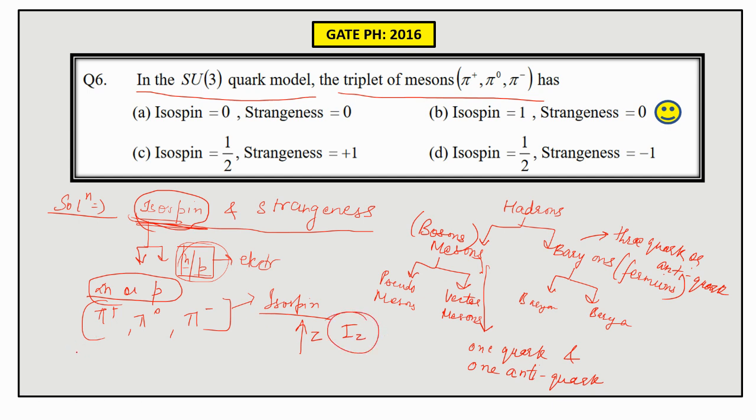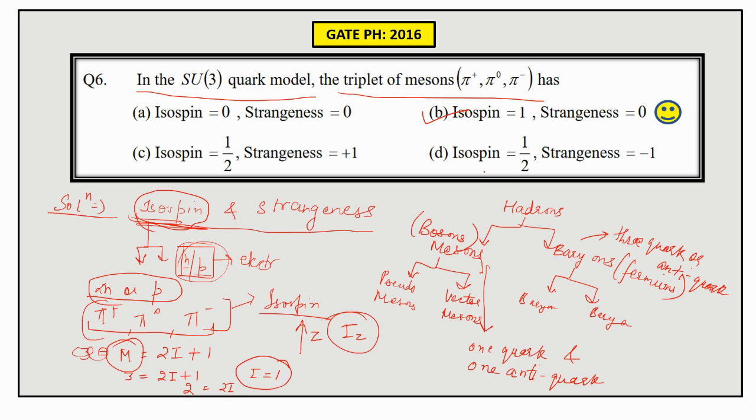Here in this question, three particles are there, right? So the multiplicity is 3, and there is one formula: m equals 2I plus 1, and this m defines how many particles are there. So there are three particles, so 3 equals 2I plus 1. So 2 equals 2I, I equals 1. So isospin is 1, so this one is correct.